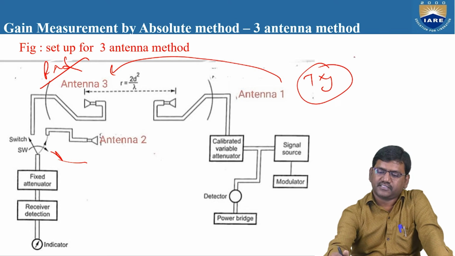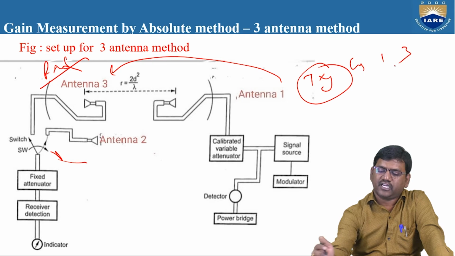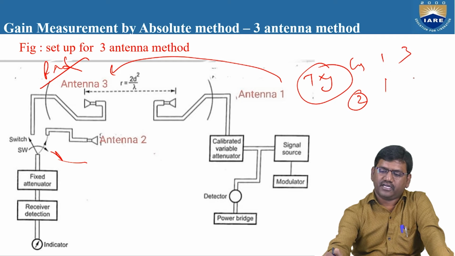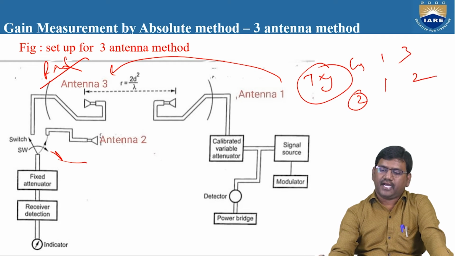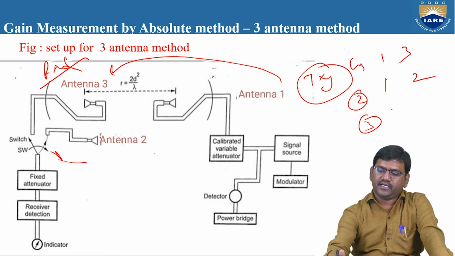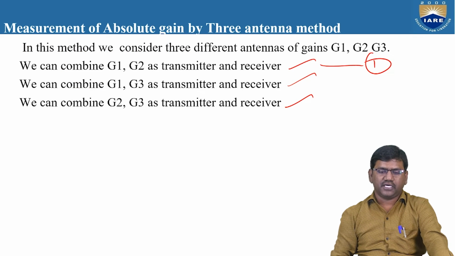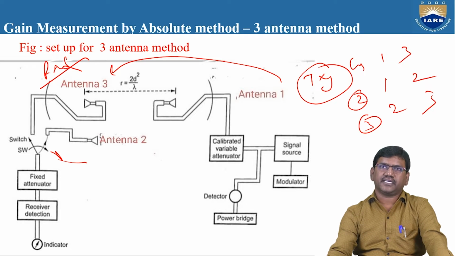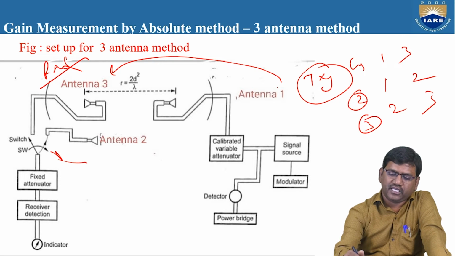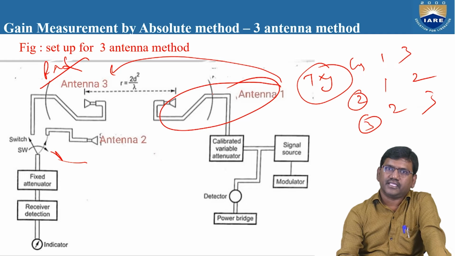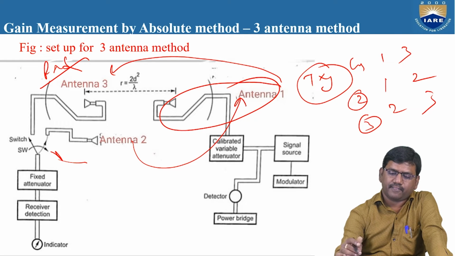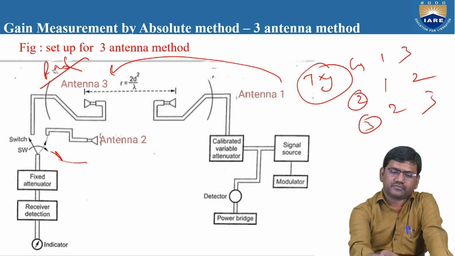So in the first case, we combined 1 and 3. In the second case, we combined 1 and 2. And in the third case, we are going to combine 2 and 3, that means G2 and G3. Here G2 acts like a transmitting antenna. It means that for case 3, you remove antenna 1 and replace it with antenna 2.